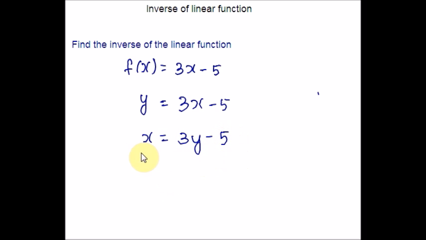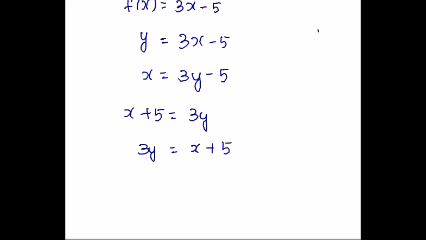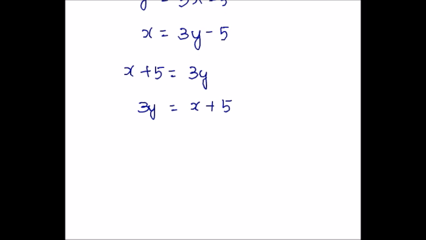Now add 5 on both sides. So I'll get x plus 5 equal to 3y. If I add 5 here, negative 5 and positive 5 get cancelled out. Now just swap the sides. I'm not doing any calculation, I'm just swapping the sides because I want y on the left side of the equation. Now divide the entire equation by 3.